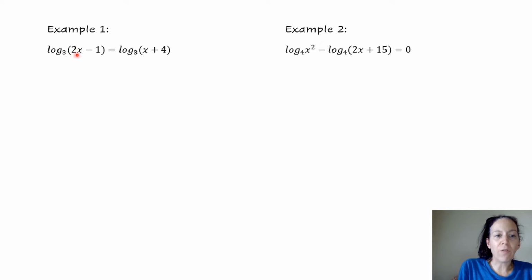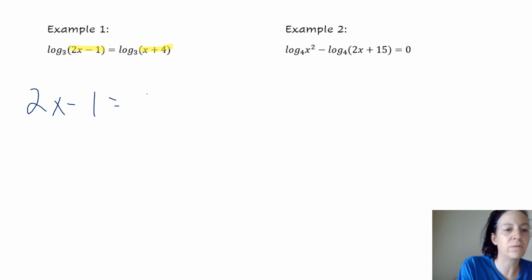So we have one log on the left and one log on the right, and now we're going to set the arguments equal. The argument of the first one is 2x minus 1. The argument of the second one is x plus 4. And what we're going to do is set those arguments equal. So 2x minus 1 equals x plus 4. And you can do it just like that.